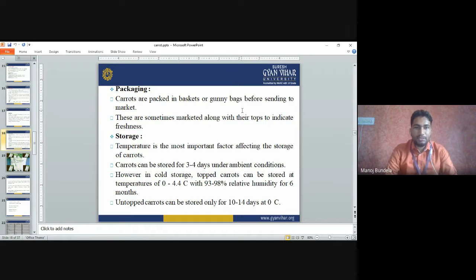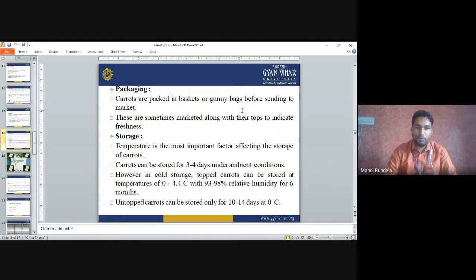Storage. Temperature is the most important factor affecting the storage of carrot. The carrot can be stored for 3 to 4 days under ambient conditions. However, in cold storage, topped carrot can be stored at a temperature of 0 to 4.4 degrees centigrade with 93 to 98% relative humidity for 6 months. Untopped carrot can be stored only for 10 to 14 days at 0 degrees centigrade.